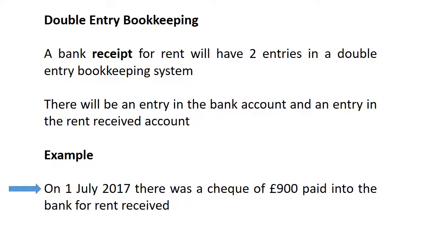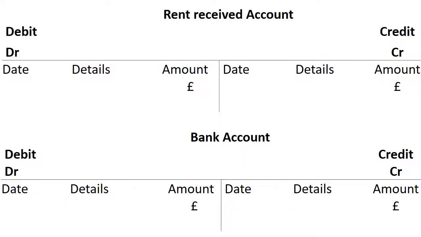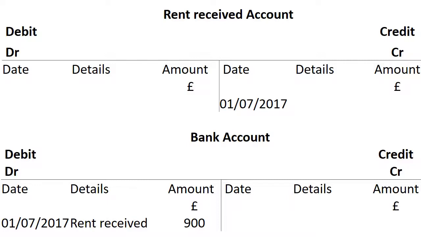So a reminder, on the 1st of July 2017, there was a cheque of £900 paid into the bank for rent received. So in the bank account, on the debit side we have the date, the 1st of July 2017. Details are rent received, and the amount is £900. In the rent received account, the entry is on the credit side, so we have the date, the 1st of July 2017, details are bank, and the amount is £900.